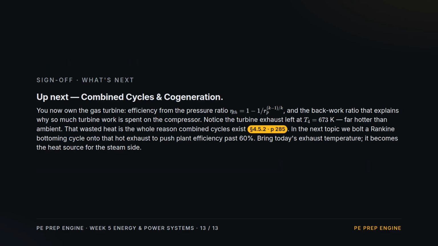You now own the gas turbine, efficiency set by the pressure ratio, and the back work ratio that explains where the turbine work goes. Notice the exhaust left at 673 Kelvin, far hotter than ambient. That wasted heat is the whole reason combined cycles exist. Next topic, we bolt a Rankine bottoming cycle onto that hot exhaust and push plant efficiency past 60%. Bring today's exhaust temperature, it becomes the heat source for the steam side.